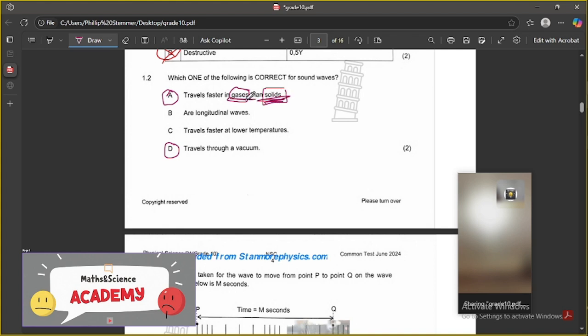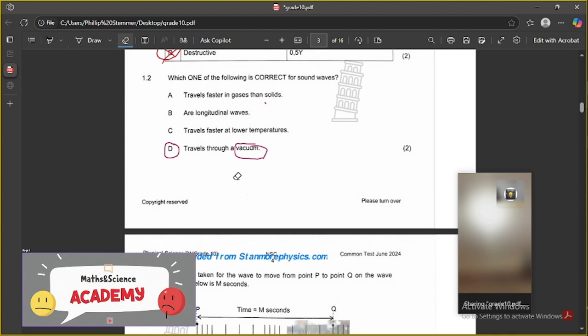Let's look at solids. Whenever you look at solids, waves can never pass through a solid, but in a gas they can. But let's look at vacuum. Vacuum is like air, in air. Whenever I'm talking right now, my sound is moving through air. This means that option A is definitely correct.